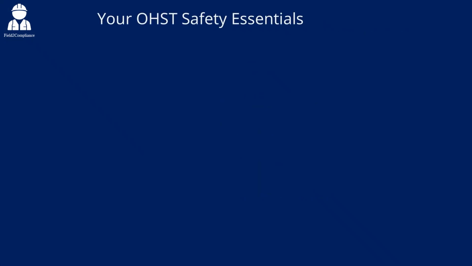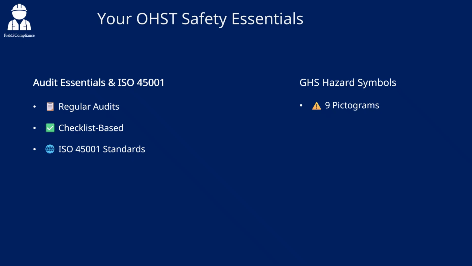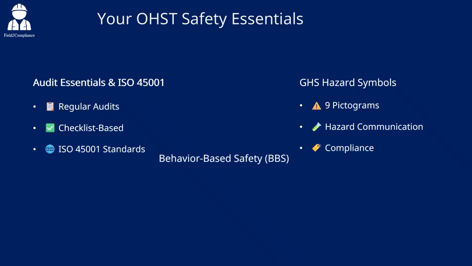Continuing our safety wrap-up, audit essentials and ISO 45001. Audits aren't just formalities. They should be regular, structured with checklists, and followed up with corrective action. ISO 45001 takes this a step further by aligning us with global best practices for occupational health and safety. GHS hazard symbols, you need to know all 9 pictograms, not just what they look like, but what they warn you about. These are essential for complying with hazard communication standards and for recognizing dangers at a glance.